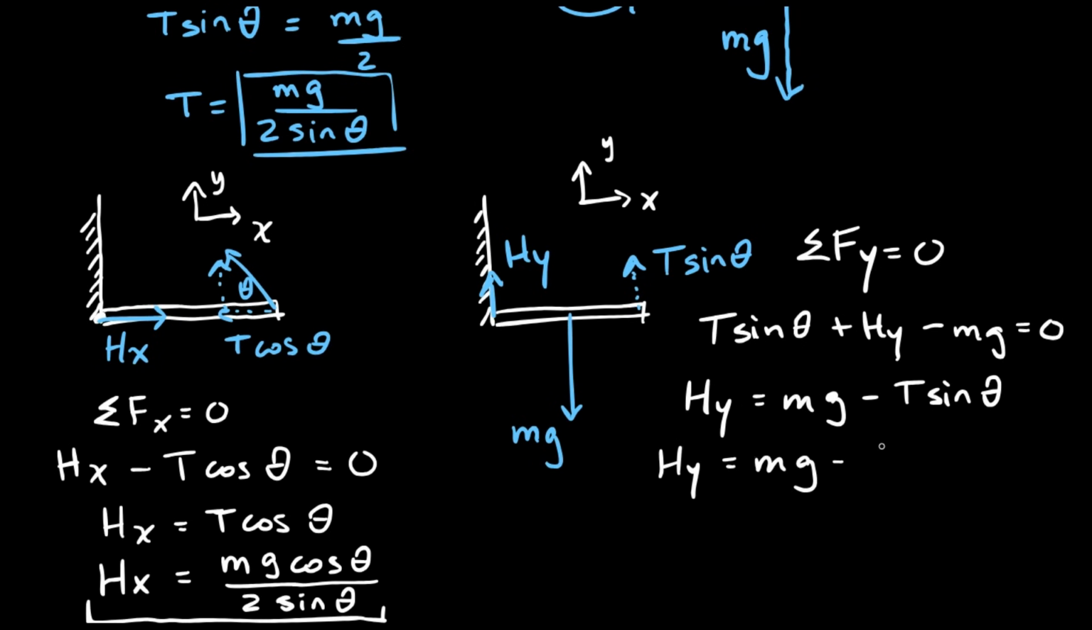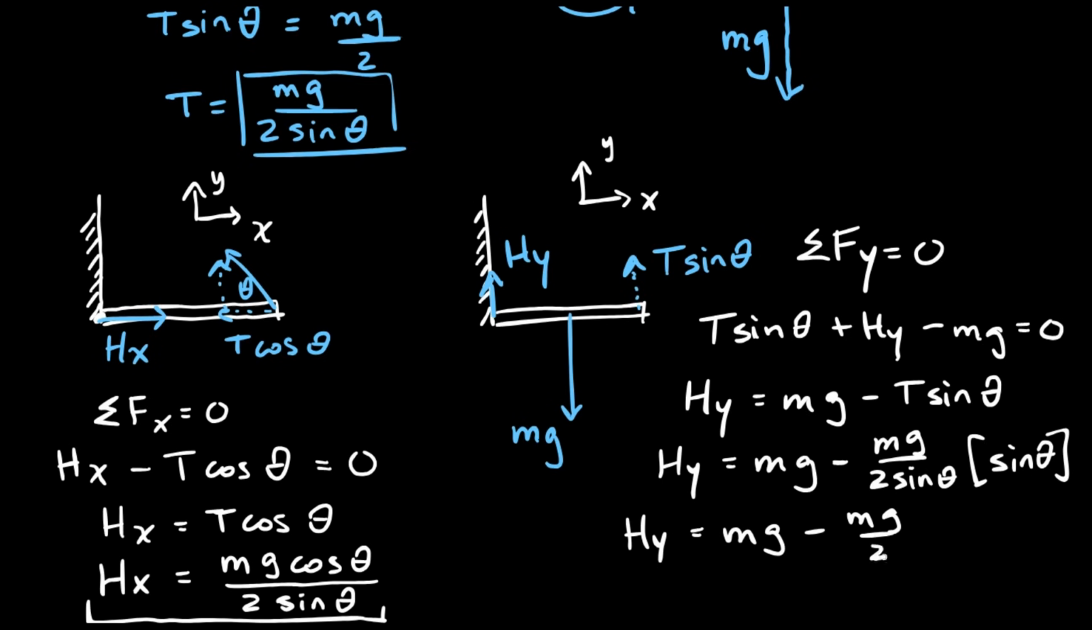And we've previously solved for the tension force in part A, so we can substitute that in here, and we get that Hy is equal to mg minus mg over 2 sine theta times sine theta. The sine theta will cancel out, and that gives us Hy is equal to mg minus mg over 2, and we can simplify that to mg over 2.